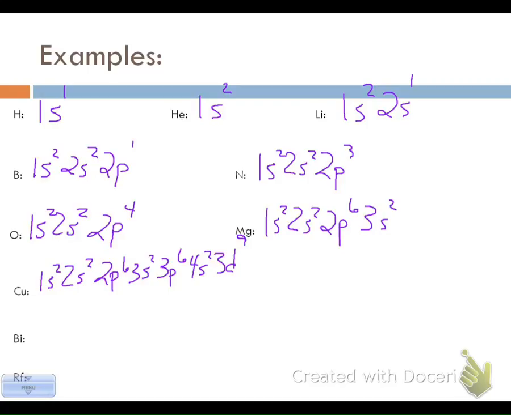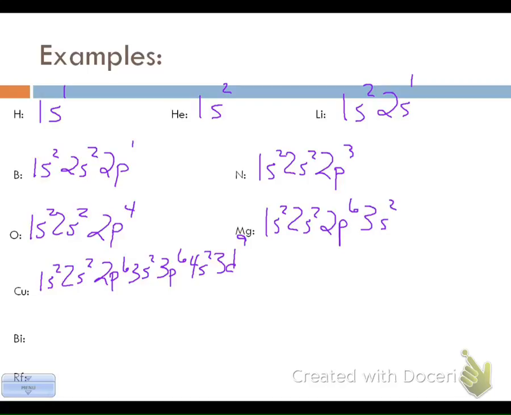Alright, so that's as far as we went really with the orbital notation last time. Let's go deep on the periodic table now. Let's go to find bismuth, which is element number 83. So we're going to get carried away now.